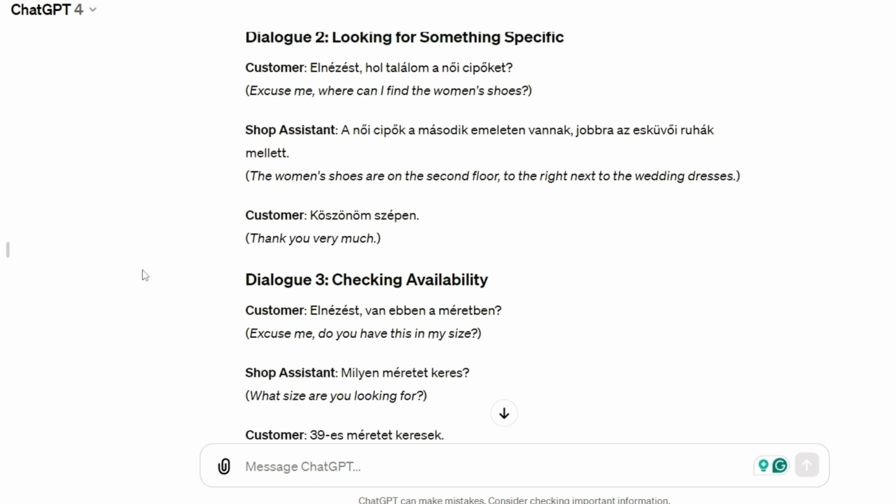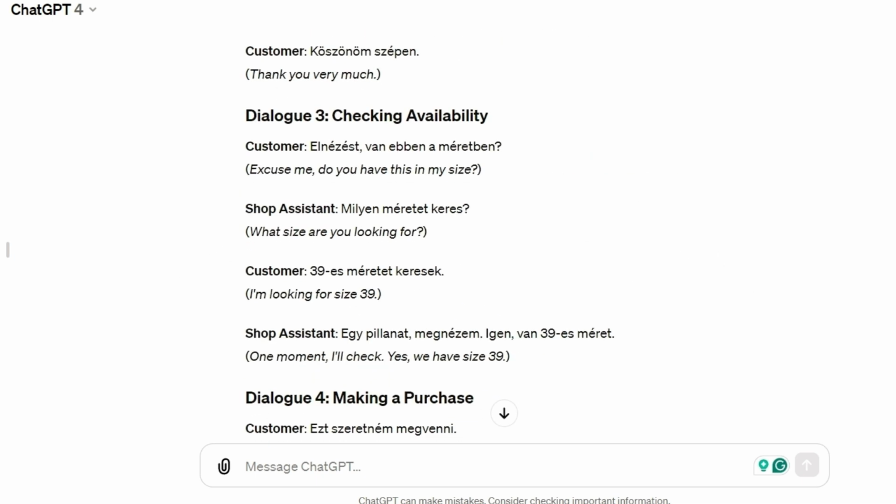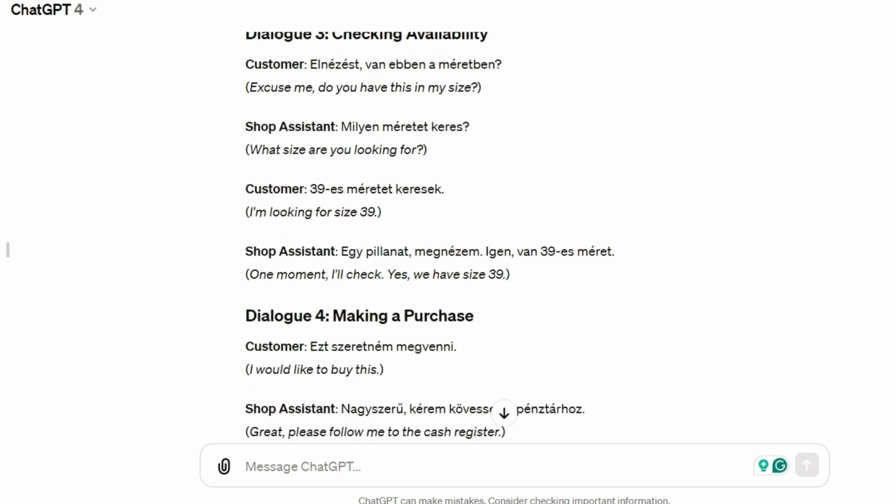Checking availability, dialog 3. Elnézést, van ebben a méretben? Milyen méretet keres? 39-es méretet keresek. Egy pillanat, megnézem. Igen, van 39-es méret. Okay, very good. Dialog 4, making a purchase.